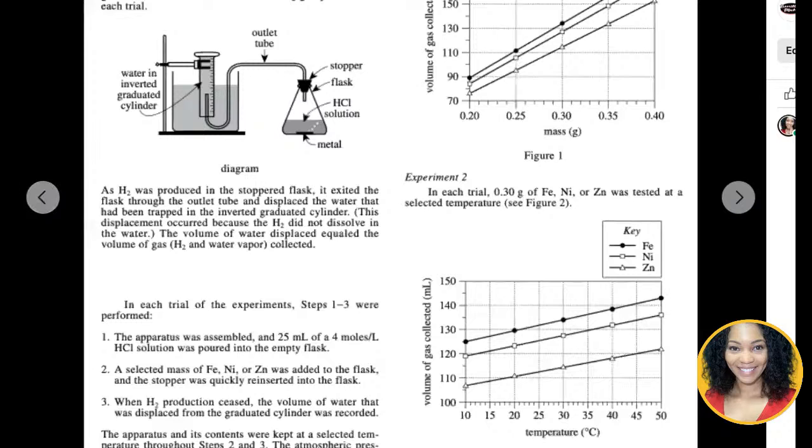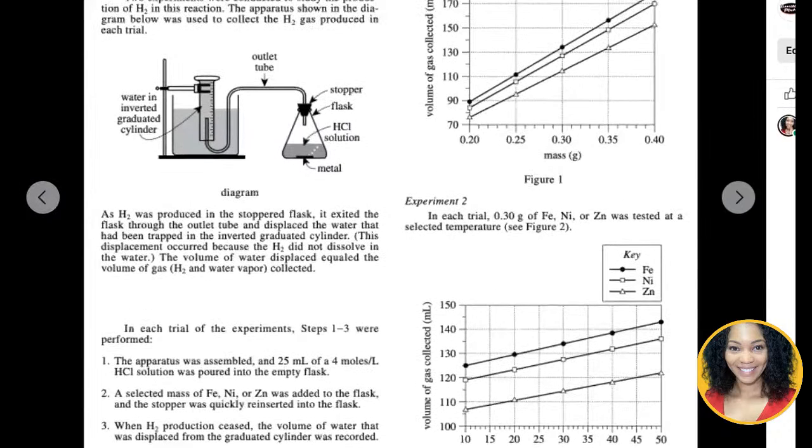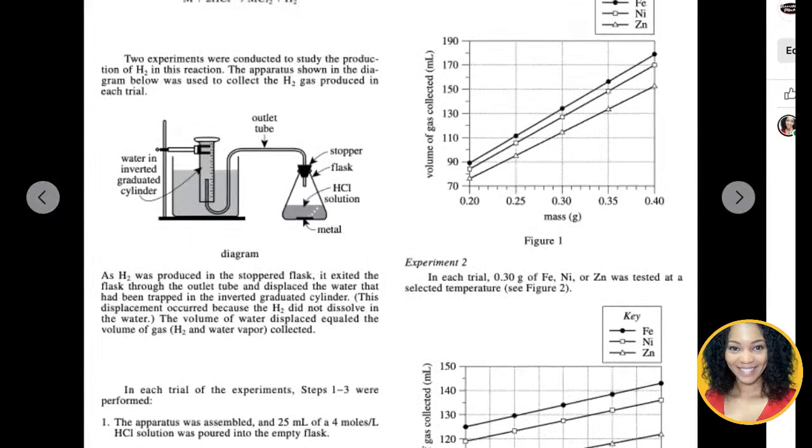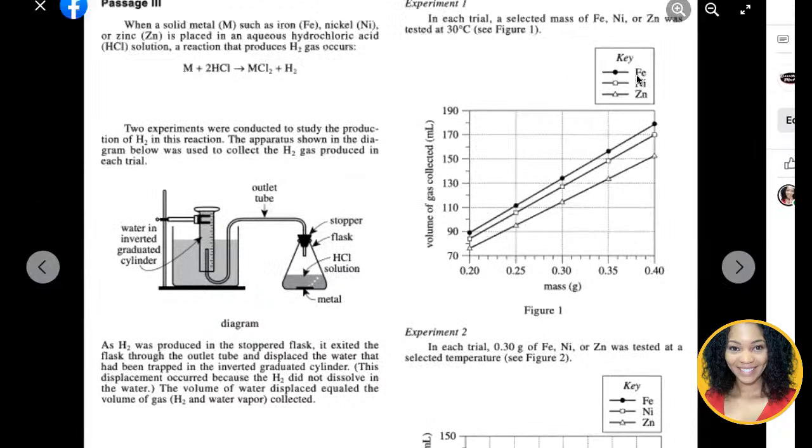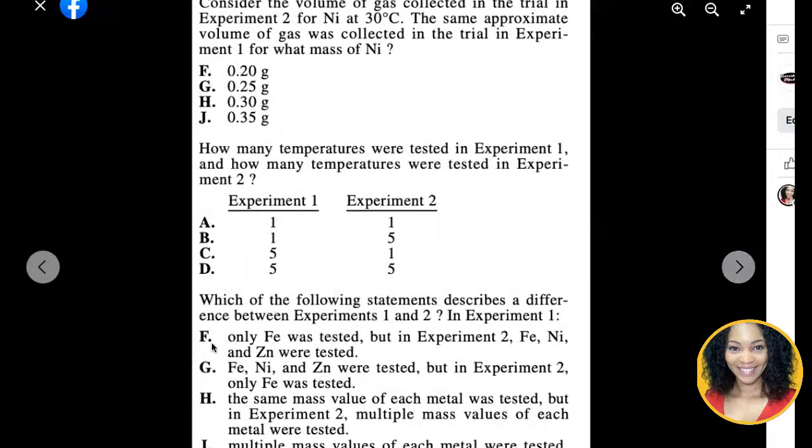Let's check. Let's look back at experiment 1. Quickly looking at the key, I see 1, 2, 3 different elements. So that means more than just Fe was tested in experiment 1. So that is incorrect. Answer choice F is not right. Fe was not the only thing tested in experiment 1. Moving on, answer choice G.